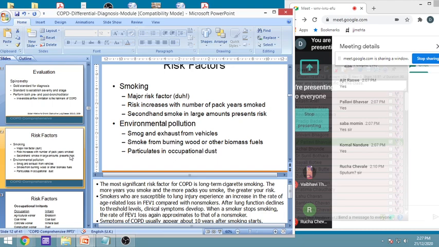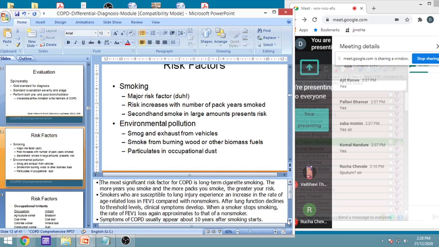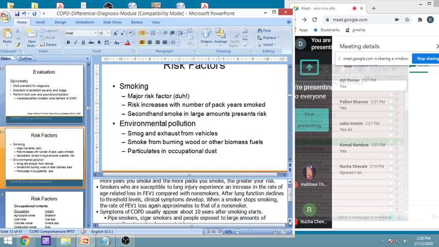The most significant risk factor is long-term cigarette smoking. The more years a person smokes and the more cigarettes a person smokes, the greater the chances of COPD. Smokers who are susceptible to lung injury experience an increase in the rate of age-related loss in FEV1 compared to non-smokers. After lung function declines to the threshold level, clinical symptoms develop. When the smoker stops smoking, the rate of FEV1 loss again approximates that of a non-smoker. This is how smoking is dangerous and results in COPD.